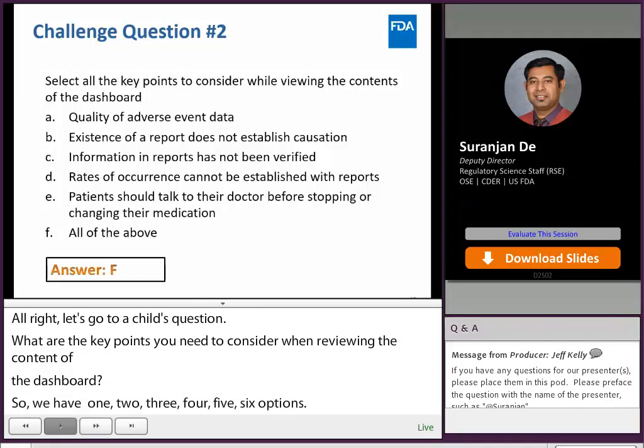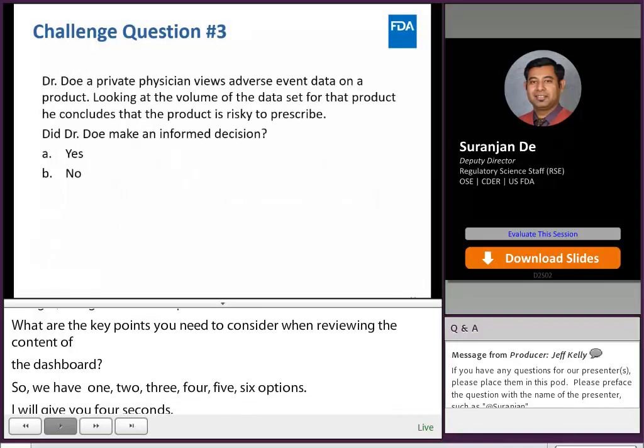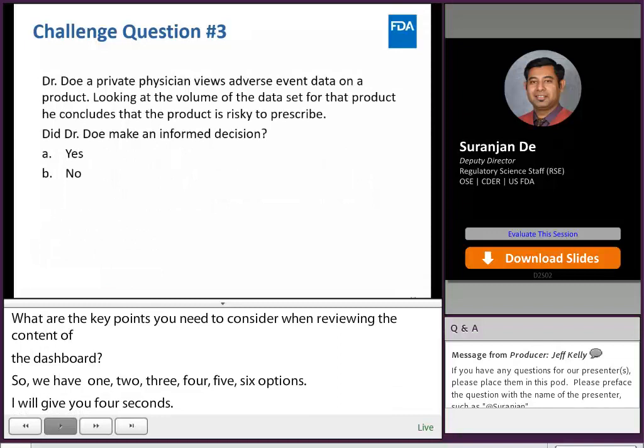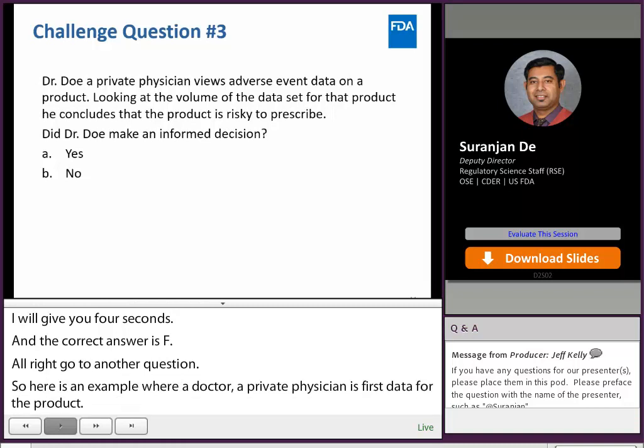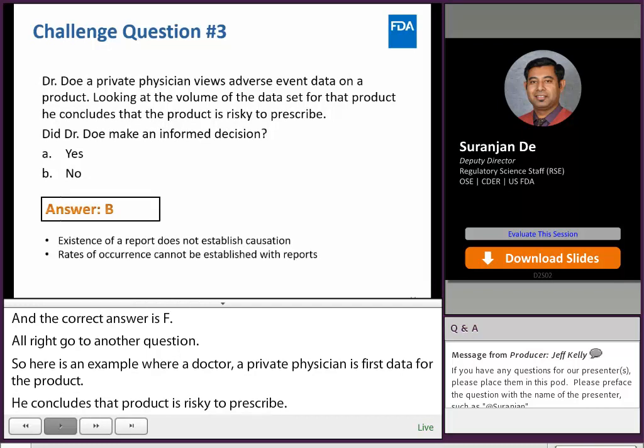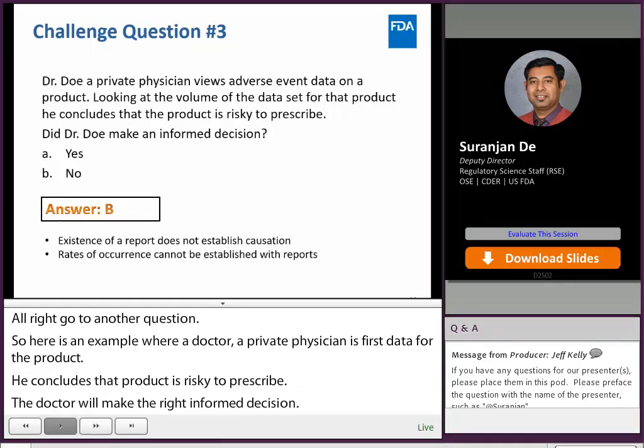All right, let's go through another question. Here is an example where a doctor, a private physician, views adverse event data on a product. Looking at the volume of the data set for that product, he concludes that the product is risky to prescribe. Did Dr. Doe make the right informed decision? And the correct answer is no. The reason being the existence of a report does not establish causation, and rates of occurrence cannot be established with these reports.